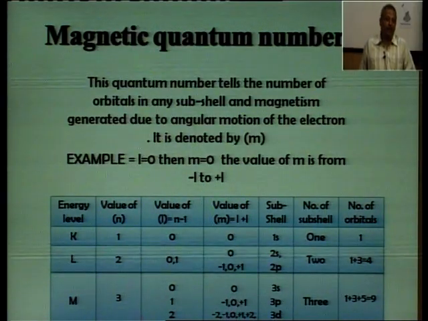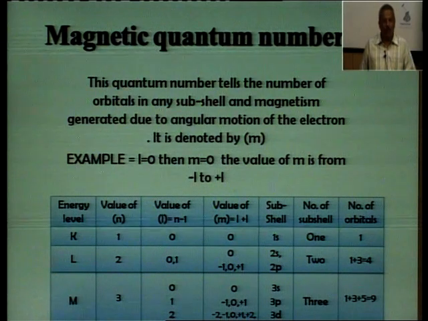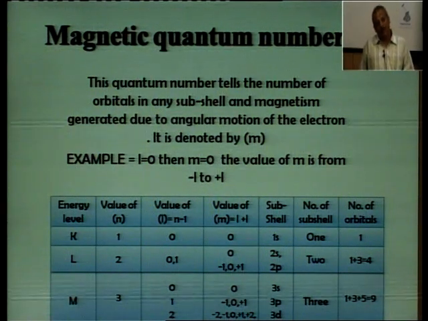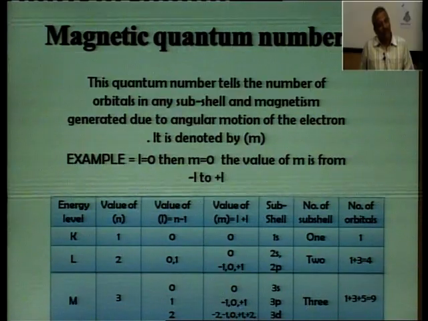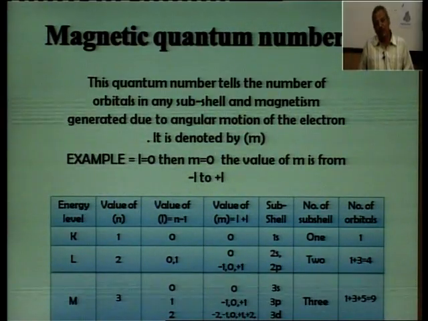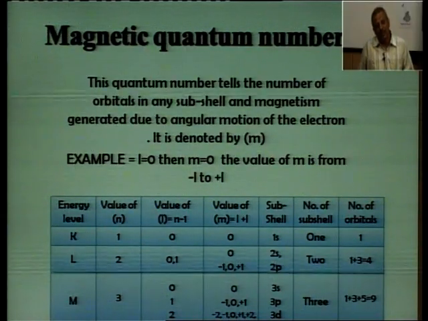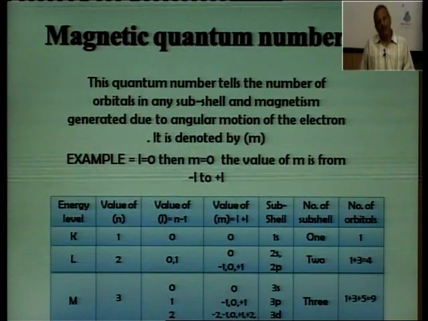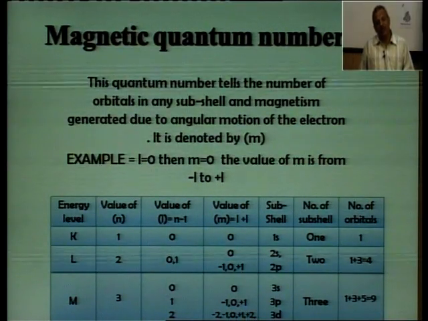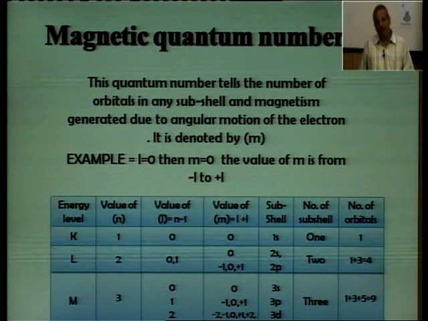So, if m has 0 value, then the electron is present in the s orbital. If m has minus 1 value, then the electron may be present in the px, py or pz. So, minus 1, 0, plus 1, these represent that there are three types of p orbitals. The p orbital is dumbbell shape. So, three types of orientation are px, py, pz.